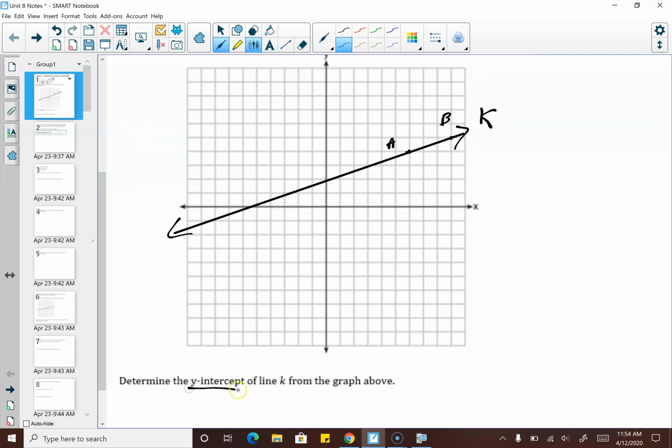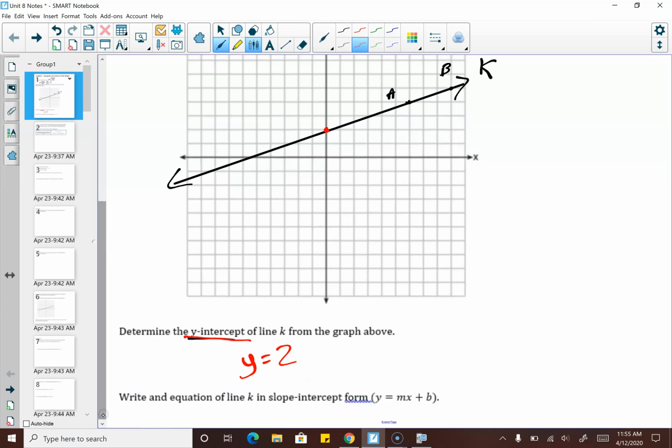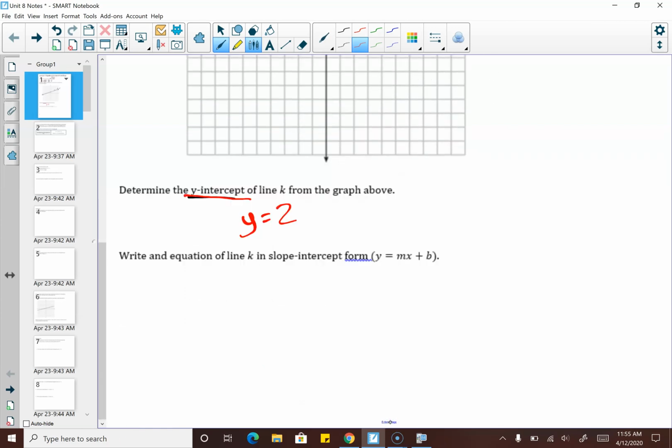Determine the y-intercept. Our y-intercept is where our line hits our y-axis, and that occurs at y equals 2. All right. So now we want to write the equation in slope-intercept form, which in other words is y equals mx plus b. We found our slope in the beginning to be 1/3. We just found our y-intercept to be 2. So therefore, y equals 1/3 x plus 2.